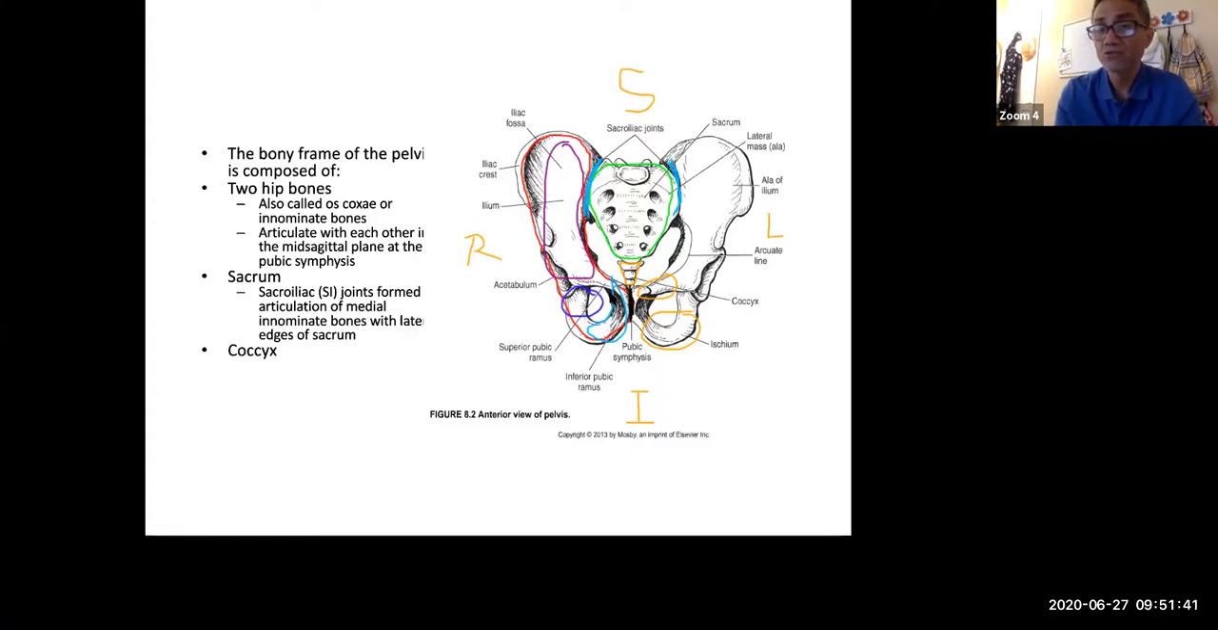Correct? And of course, we said the right and the left join to form the symphysis pubis. You are seeing over here the obturator foramina, over here the acetabular cavity, and then you can see the iliac crest, anterior superior iliac spine, anterior inferior iliac spine, and the ischium with the ischial tuberosity on the posterior aspect. So you are looking at the pelvis in this picture from the anterior aspect.